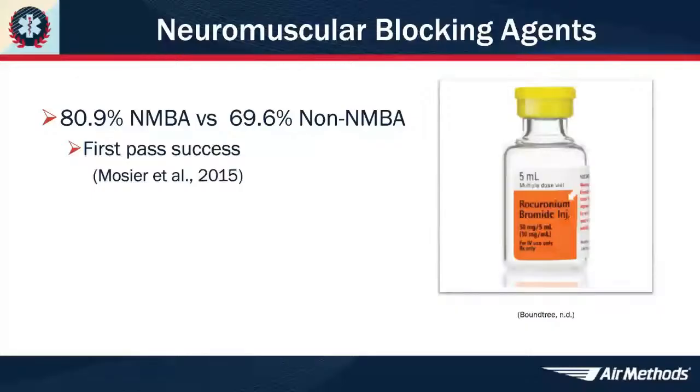We talked a lot about this already, but this is just kind of showing percentages of first pass success for neuromuscular blocking agents.